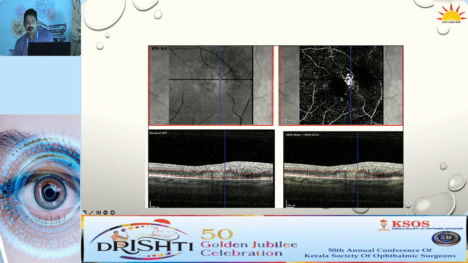This is another image of type 2 CNVM. You can see the deep capillary plexus. You can see the CNVM network, and in the OCTA, in the cross-sectional OCT, you can see the flow in the entire segment of the retina.